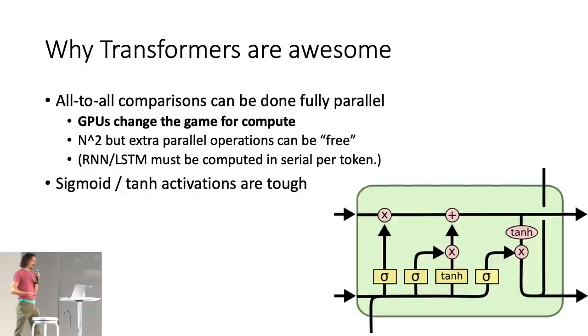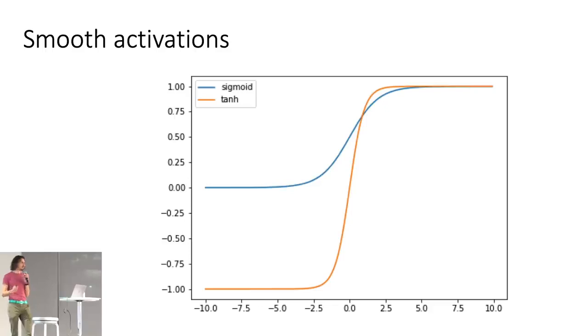Also, you don't need to use any of these sigmoid or tanh activation functions which are built into the LSTM model, these things that scale your activations to 0 or 1. Why are these things problematic? So these were bread and butter in the old days of neural networks. People would use these between layers all the time.